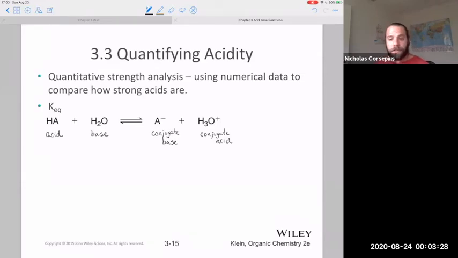All reactions, remember back to general chemistry, have an equilibrium constant associated with them. So Keq, what I want you to remember is products over reactants. If we fill that in for our particular equation here, the products would be the conjugate base.